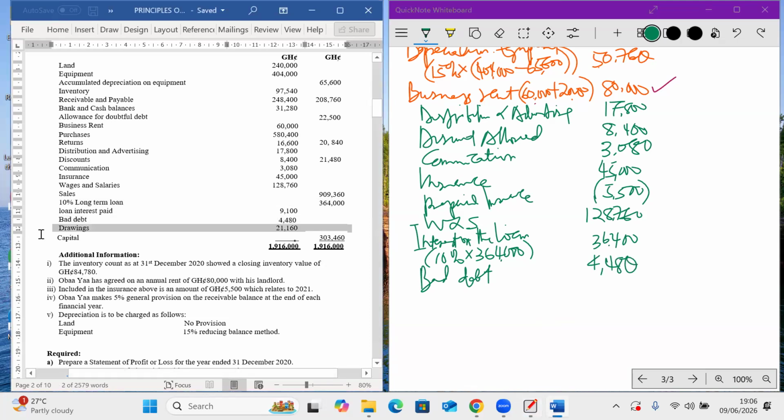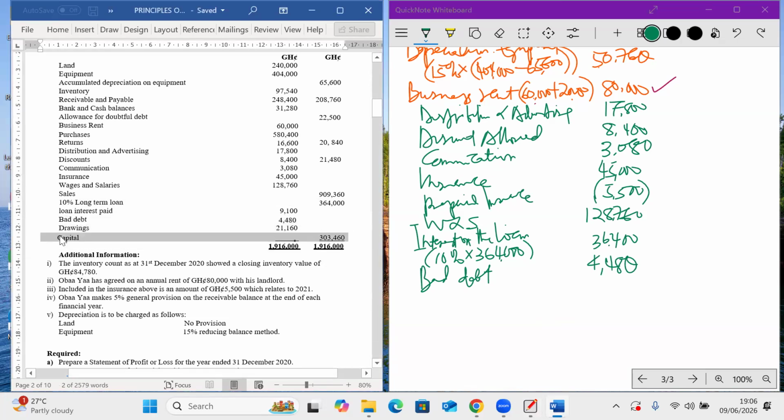Drawings go to the balance sheet. Capital goes to the balance sheet. We don't touch them. Now let's go to the additional information and check whether we have captured everything. Have we captured closing inventory already? Yes. Have we captured the annual rent already? Yes. Included in the insurance is an amount of 5,500 which relates to 2021, prepaid insurance. How do you know it's prepaid? We are dealing with 31st December 2020, and they have paid money into the following year, in advance.